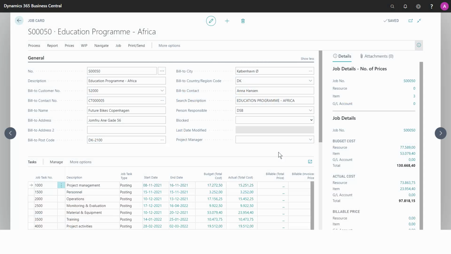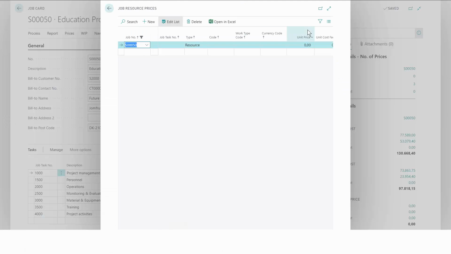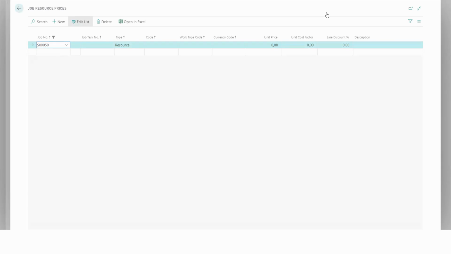On the job, we have the option to set up some specific prices which will only be valid for this job. As you can see, we can set up prices for GL account, resource, and item. In this video, we will look at how to set up resource prices. I will just expand it.